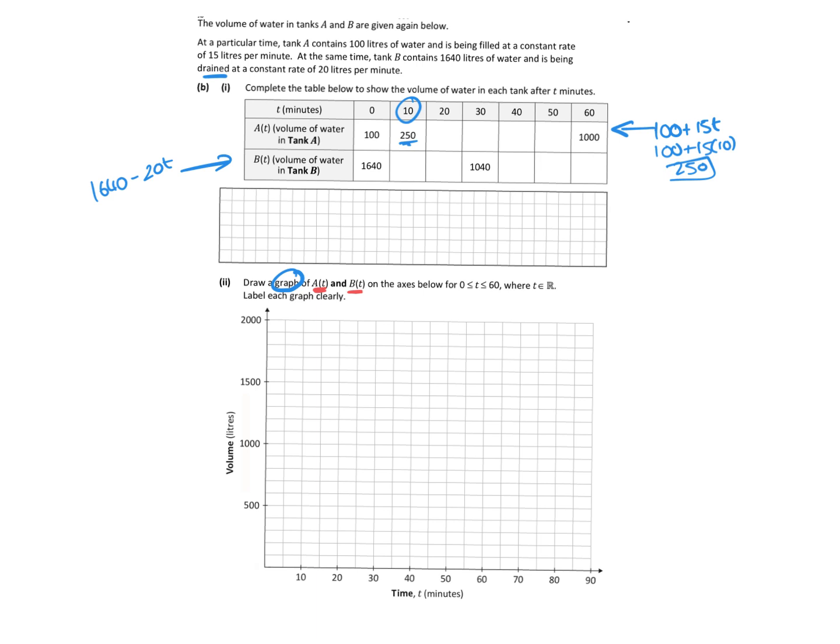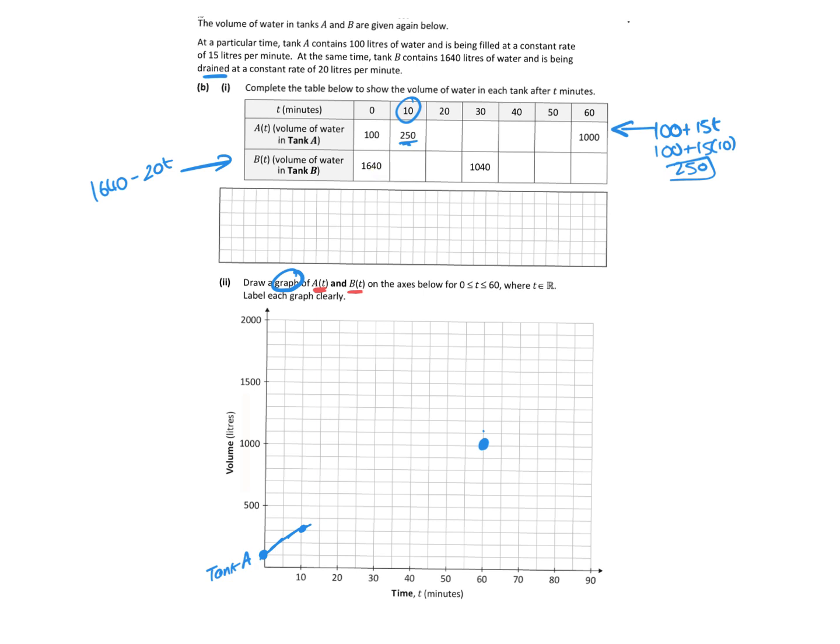So the very first one of A(t) is 0, 100. So along as far as 0, up as far as 100. The next one is 10, 250. So along as far as 10, up as far as 250. So this one here is your tank A. Okay, I want you to fill that all out. I'll do the very last one for you. It's along as far as 60, up as far as 1,000. So plot the rest of those points and draw that line.